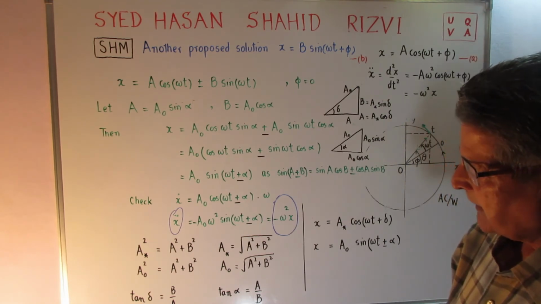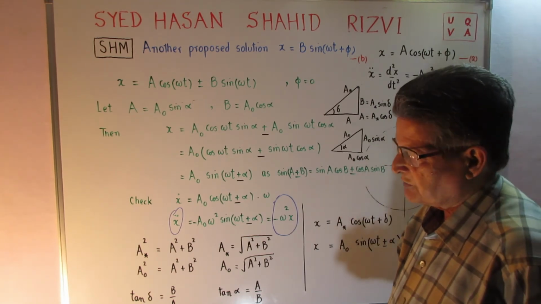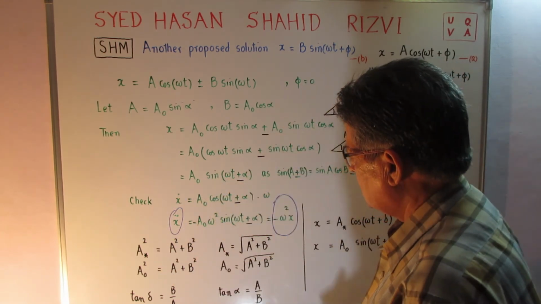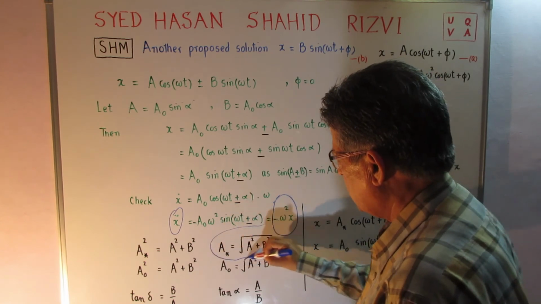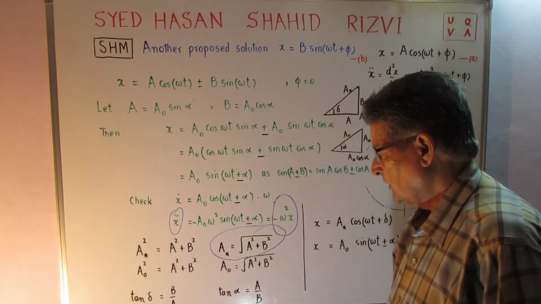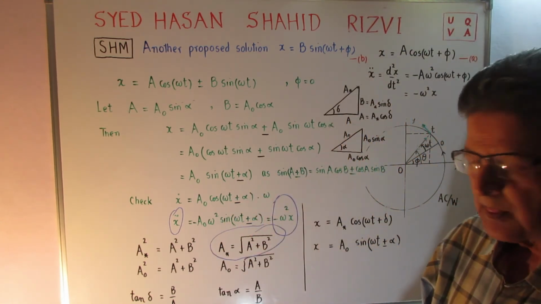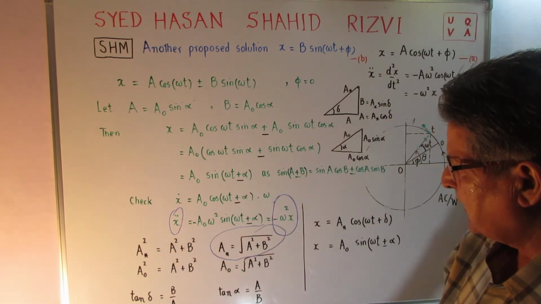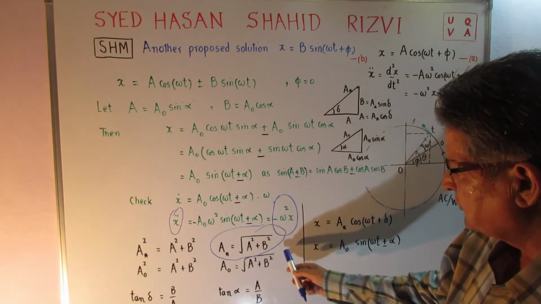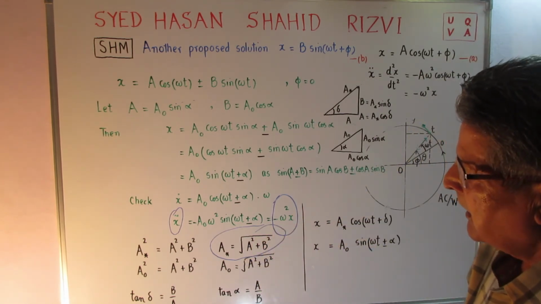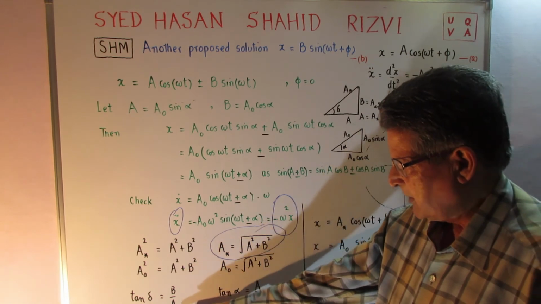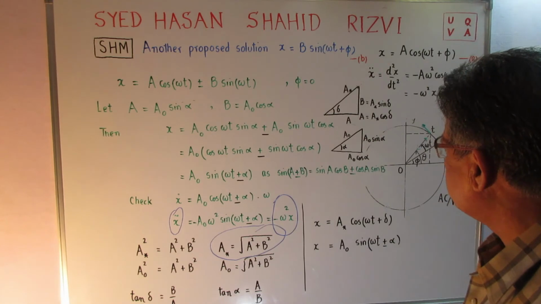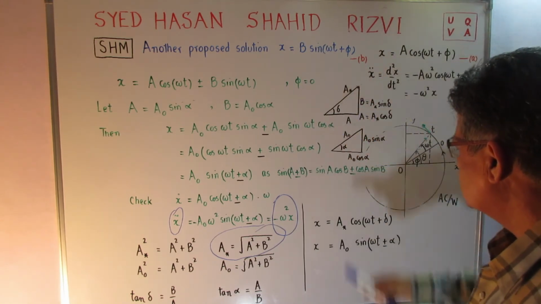Here again we find that in both the cases A star square is equal to A square plus B square. So I can write this A star is equal to under root of A square plus B square. And similarly in the second proposal I can take this as equal to A square plus B square, and therefore A naught is also equal to A square plus B square. Tangent of delta is B upon A, and here tangent of alpha is A upon B. You have to be a little careful from these relations.